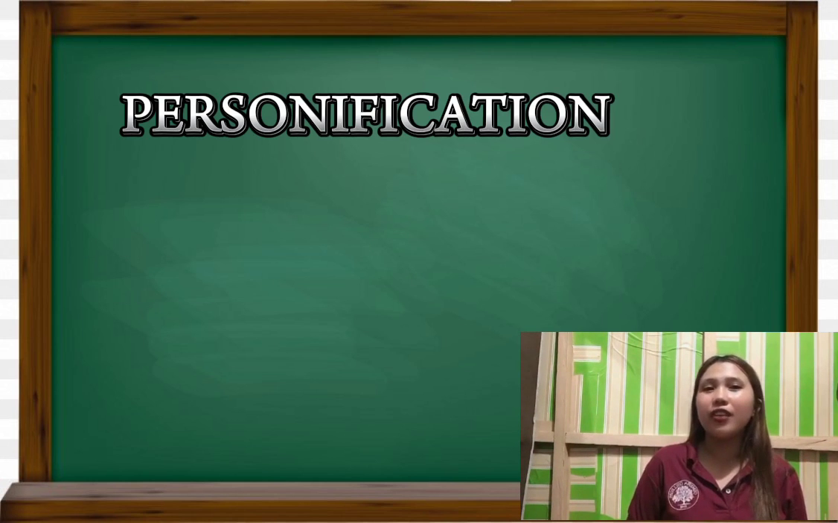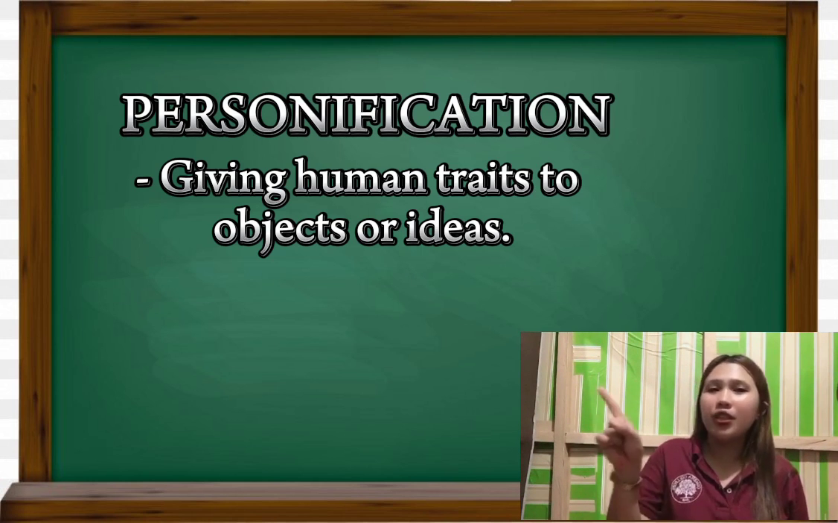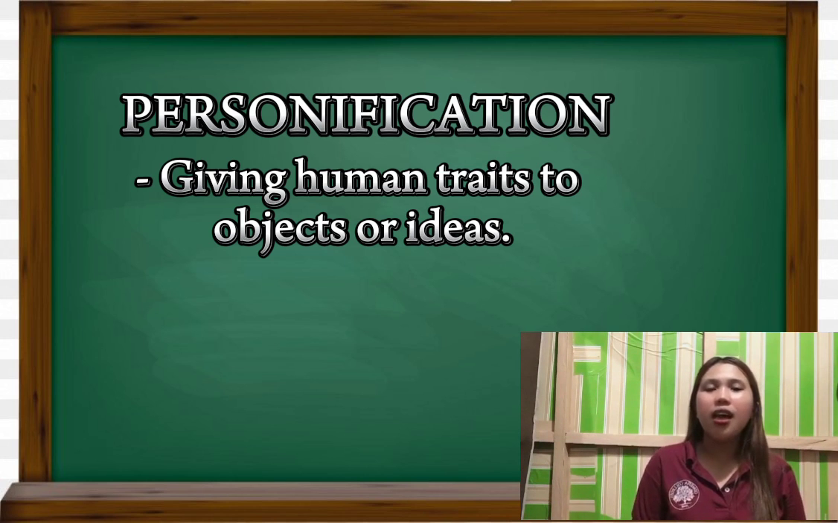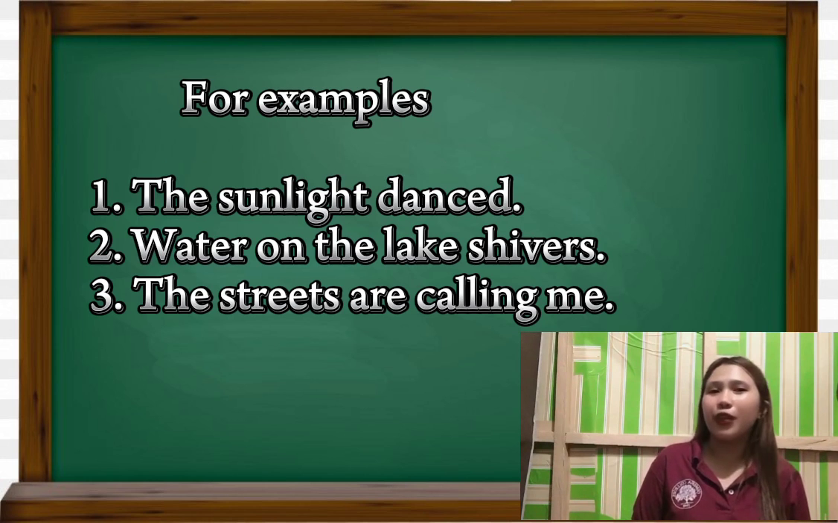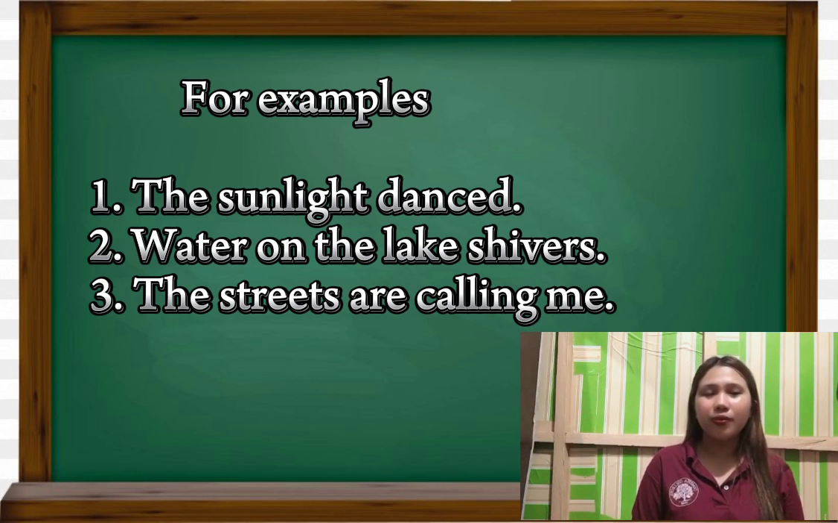Another type of figurative language, we have personification. When we say personification, it is giving human traits to objects or ideas. For example, the sunlight dances. Another example, water on the lake shivers.